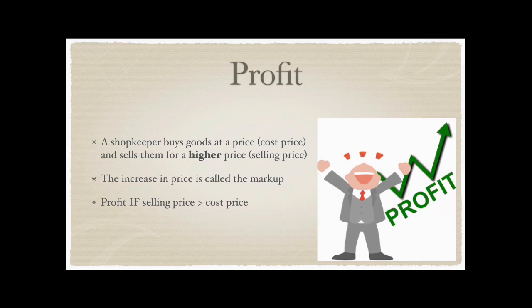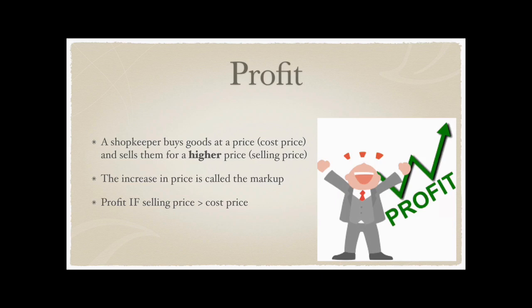Let's have a look at what a profit is. So a shopkeeper buys goods at a certain price. He increases the price, usually by a percentage, and then sells them to the public, obviously for a higher price. The cost price is what it costs the shopkeeper to get his supplies. The selling price is what he sells it for to the public. In other words, it's the cost price plus the markup, which is usually a percentage, that would give you the selling price.